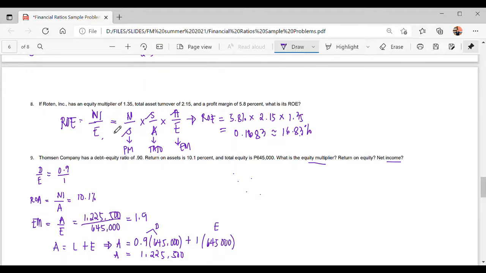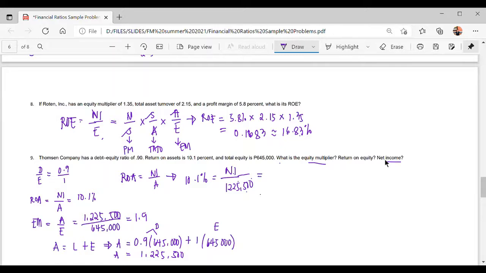I think somebody got the correct answer for equity multiplier. Next, we already have the equity multiplier. How about the return on equity? How much is our net income? Can we compute the net income here? Remember what is lacking in the formula for the ROA? We already have the ROA, 10.1 percent, and your asset was missing earlier, but we have computed this one. So therefore, we can now compute net income. Our ROA is equal to net income over assets, and our ROA is given, 10.1% equals net income over 1,225,500.